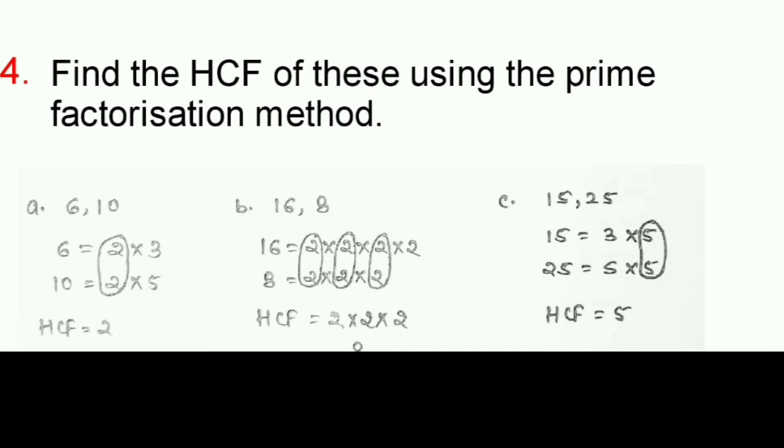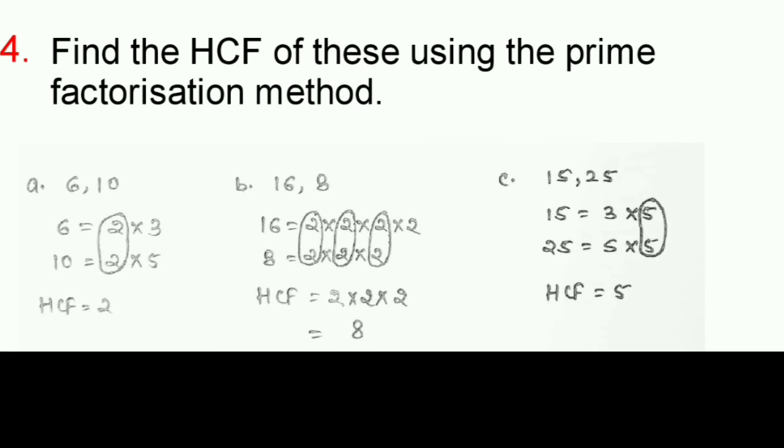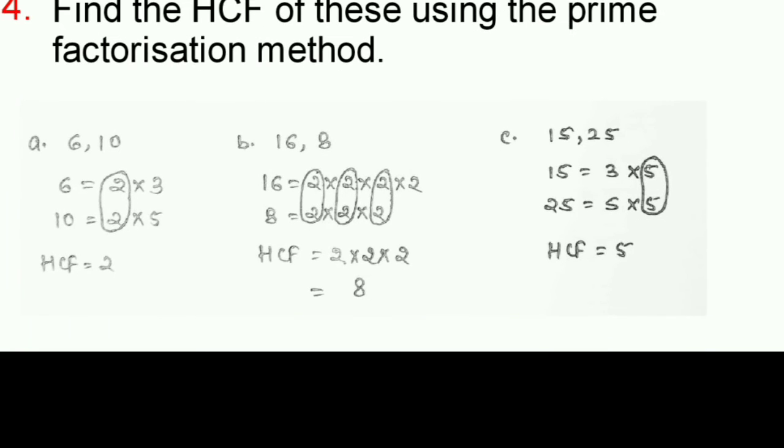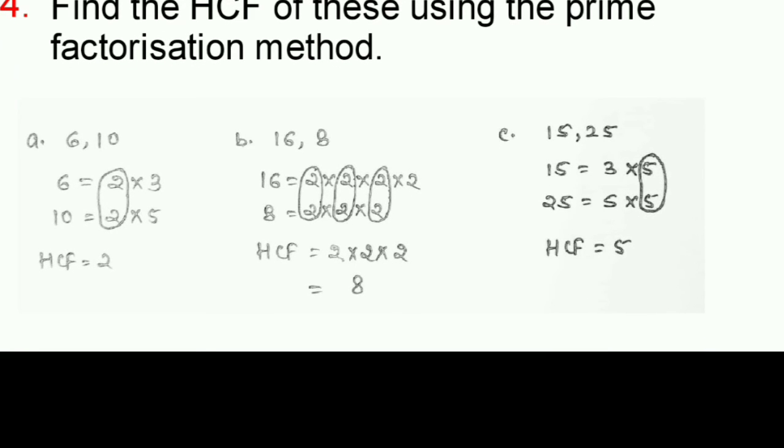Last question of this chapter. Find the HCF of these using the prime factorization method. So in this one, I will tell you two methods. Any one you can use. First, 6 and 10. So what are the factors of 6? That is 2 into 3. Clear? And 10 is 2 into 5. So what is the HCF? HCF means highest common factor, 2.